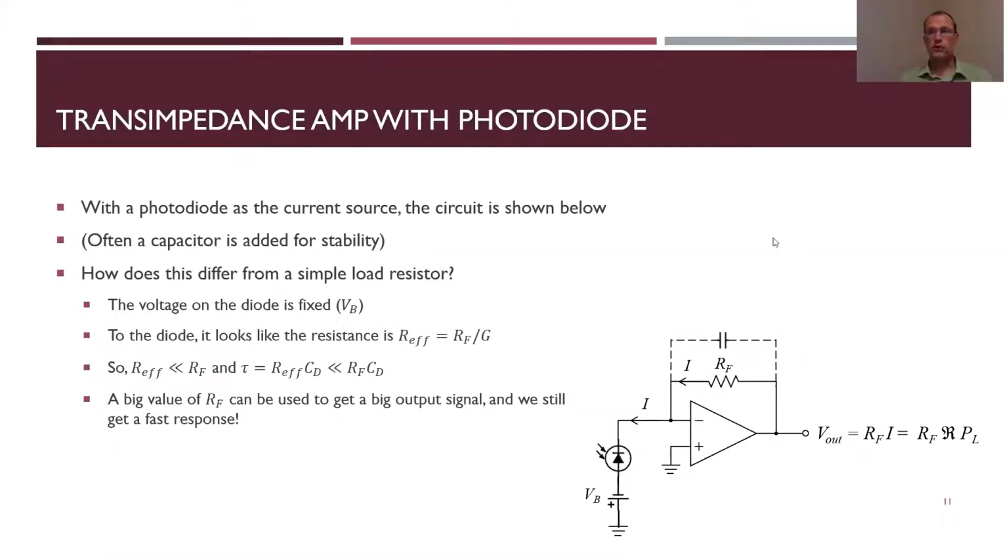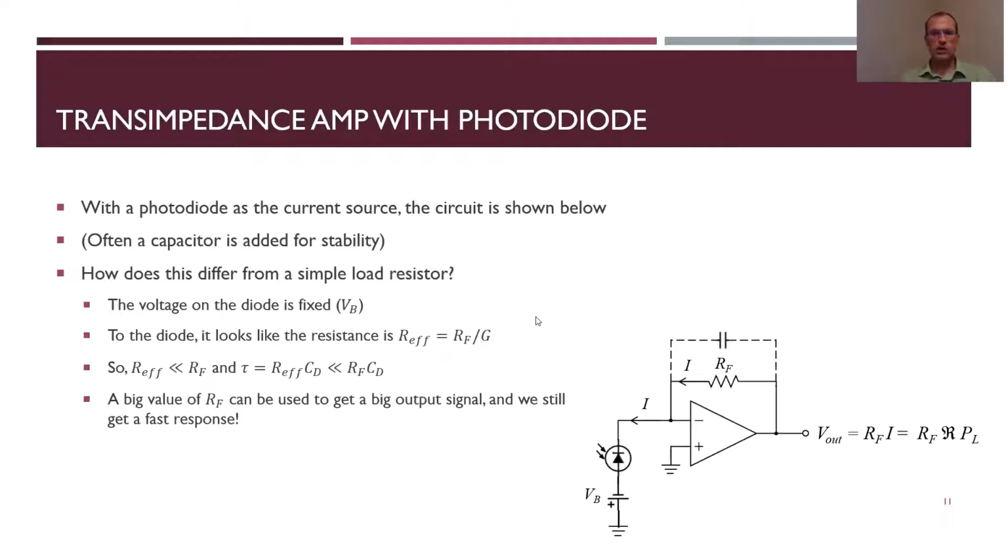So the circuit we just saw was for any current source. Now we want to specifically put a photodiode in there as the current source. And often there's a capacitor added up here for stability. It doesn't really affect the results too much, so we're just going to pretend it's not there, even though usually there is one there.